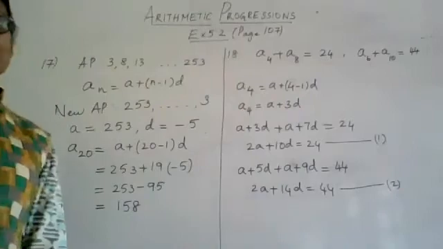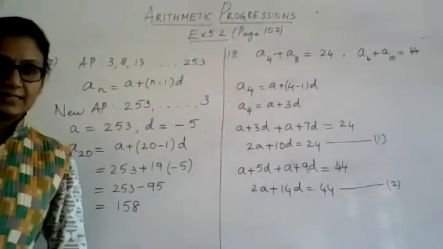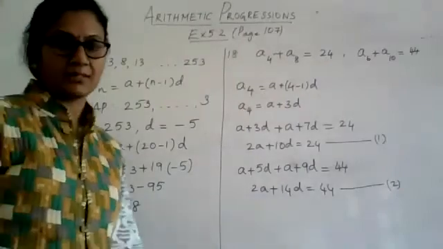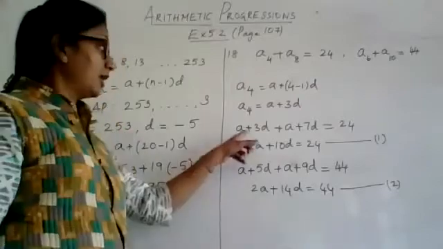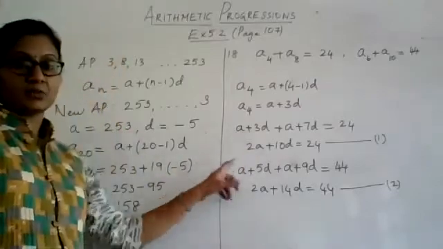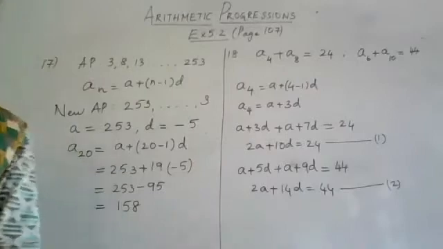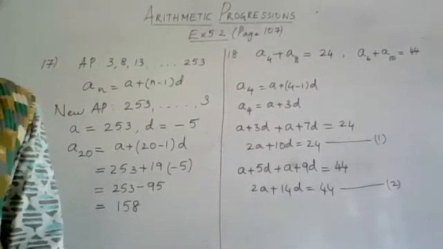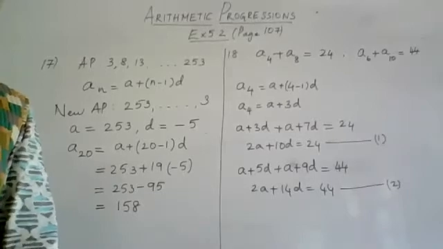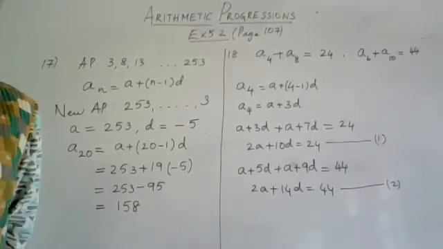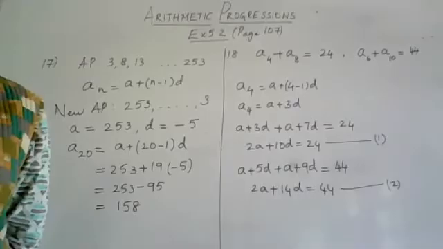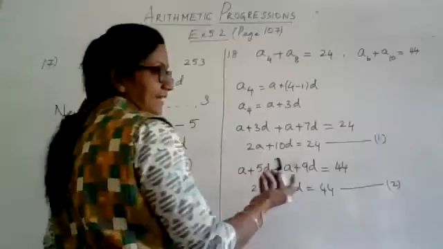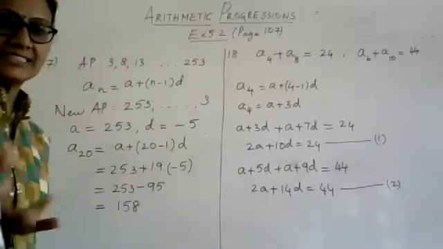So now solve the equations. Because we have done linear equations, apply either the elimination method or the substitution method on equations 1 and 2 and get the values of A and D. Is there anything you have to do with the equations before you go for the elimination or the substitution? Should we divide by 2 and simplify? I would suggest it is not required.